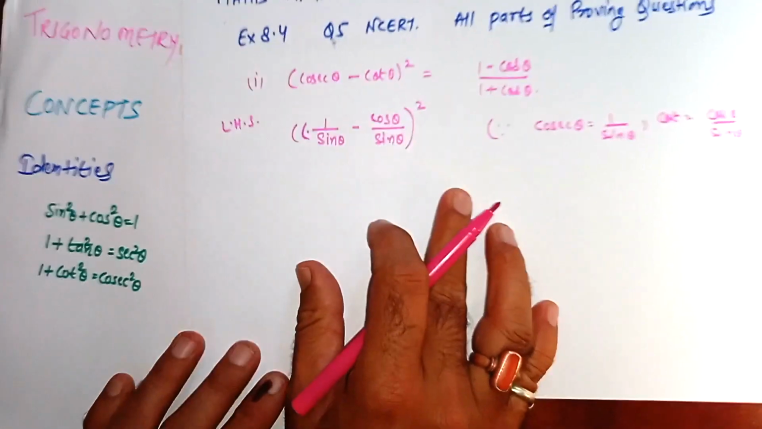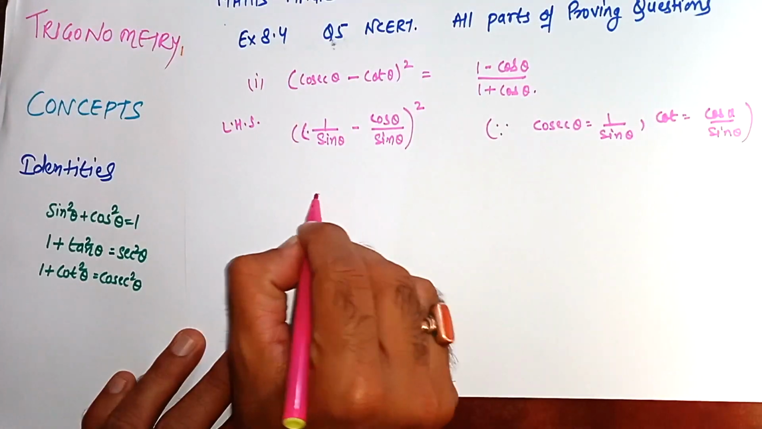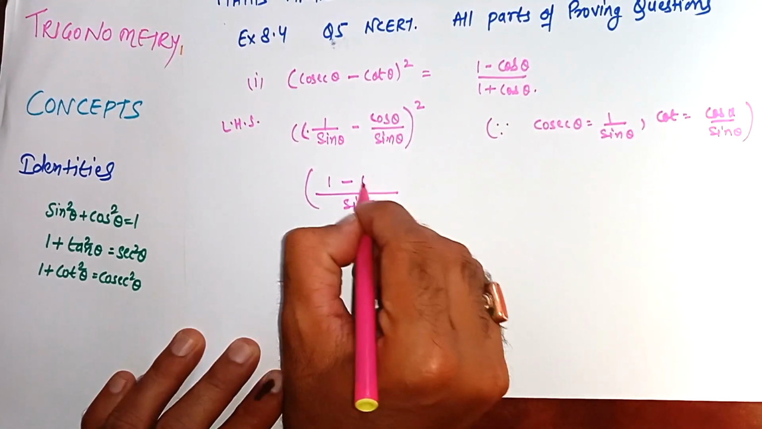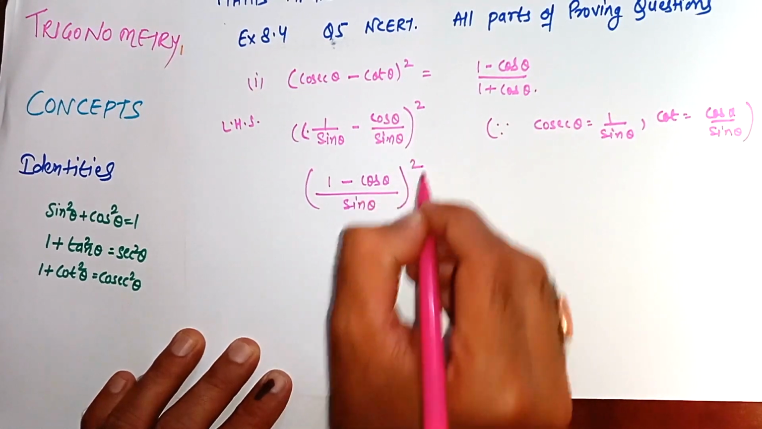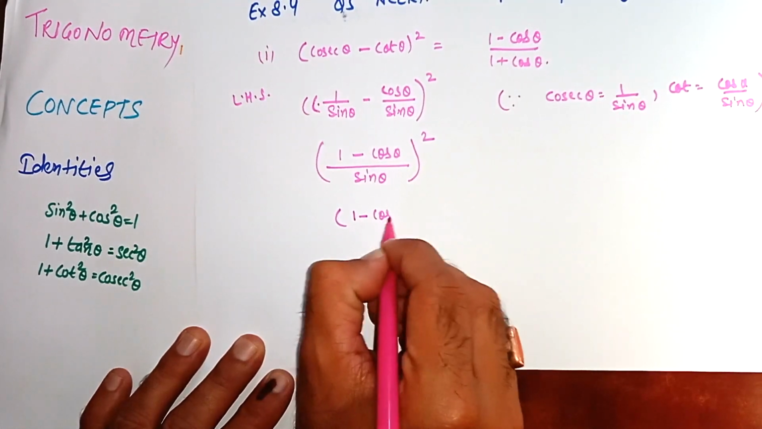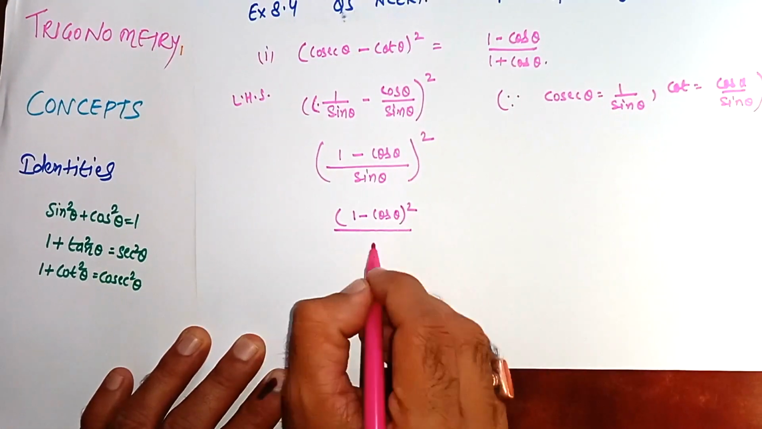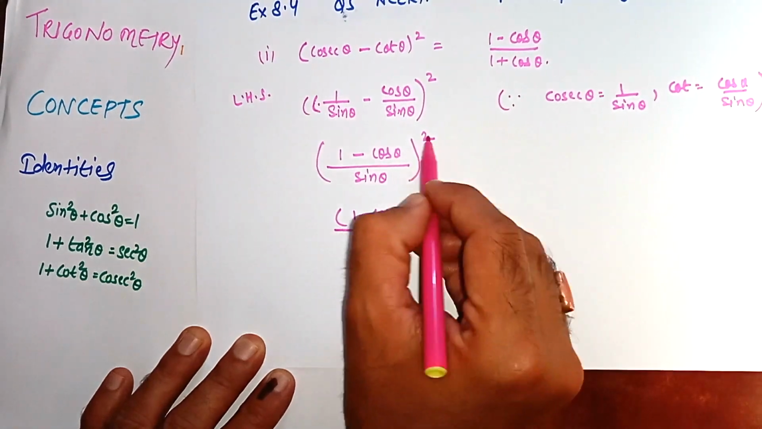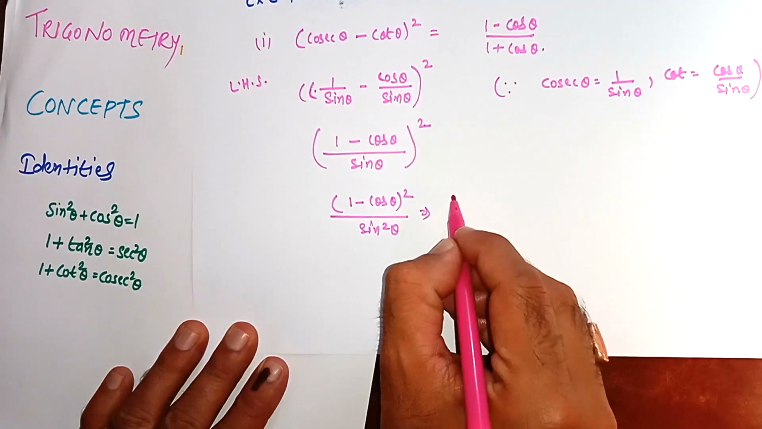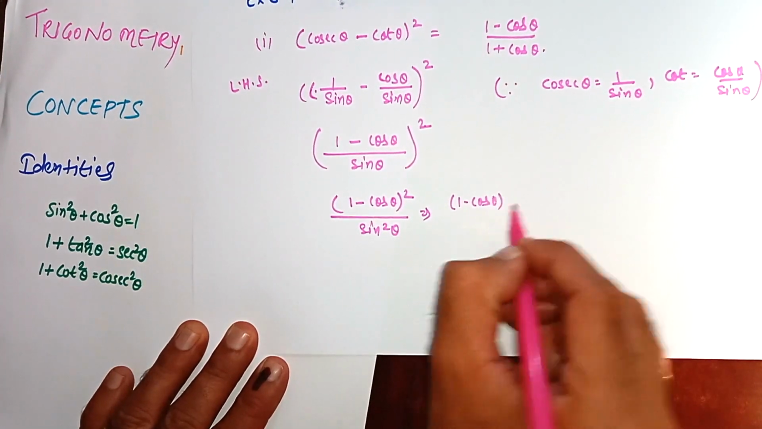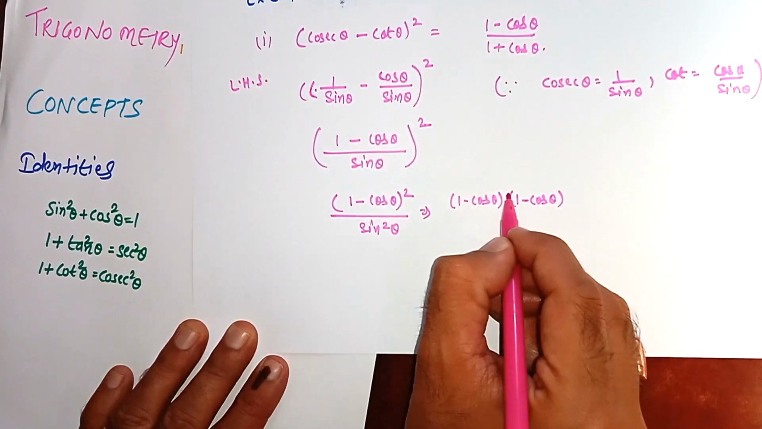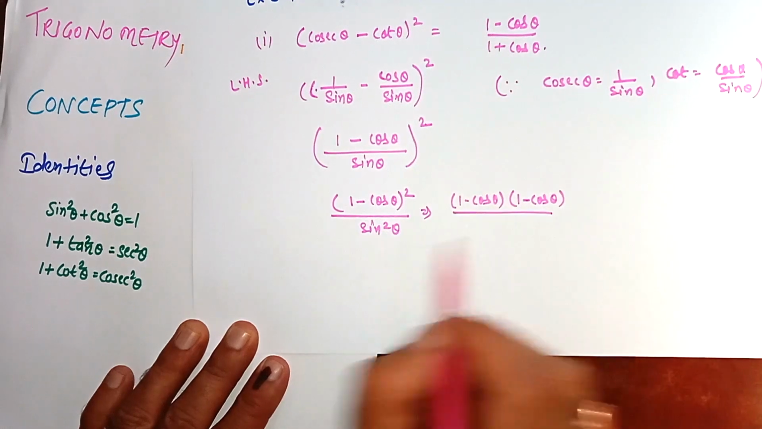So proceeding with this, the LCM is sin theta. What will come up here? It will be 1 minus cos theta whole square, separating these two, 1 minus cos theta whole square over sin square theta, as the square was here. Now we can write 1 minus cos theta twice, as this is a square. So multiplying these two, we'll get this. And what is sin square theta?